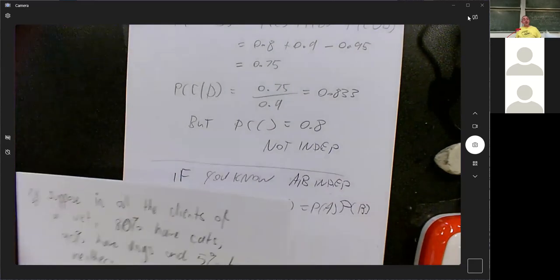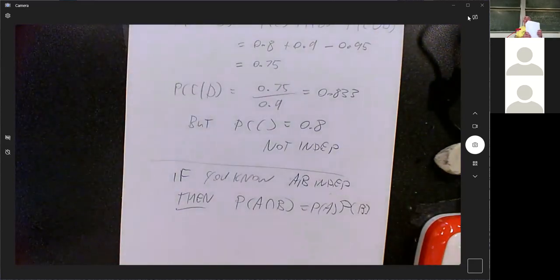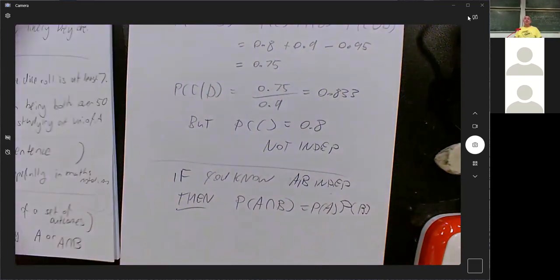I wouldn't expect having a cat to be independent of having a dog. I wouldn't expect it, because I wouldn't know which way it would go. Some people are more likely to have one pet if they've got another. People with pets are more likely to have other pets as well. But maybe it's that people with cats are less likely to have dogs because cats and dogs don't always get on, but they do quite well if you bring them up. So who knows? I have no idea what to expect. So you have to be told in advance that things are independent to be allowed to use this rule.